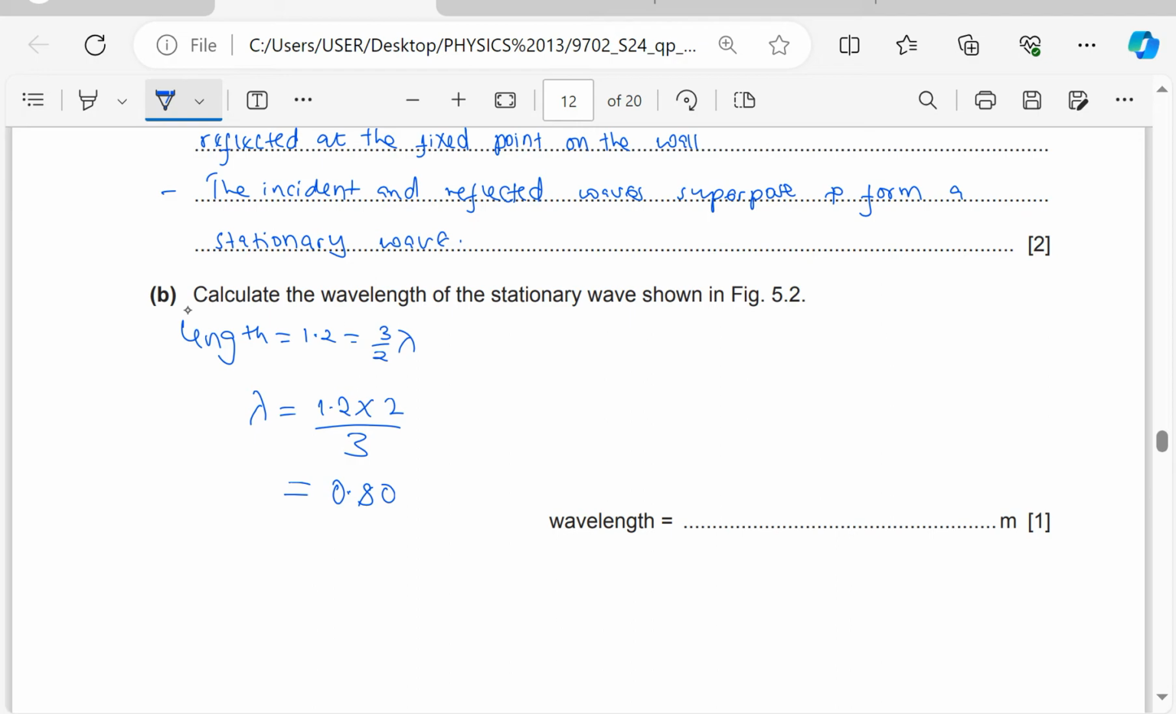So I can write 0.8 because it's exact, but if you want to get used to writing two significant figures, 0.80 meters.